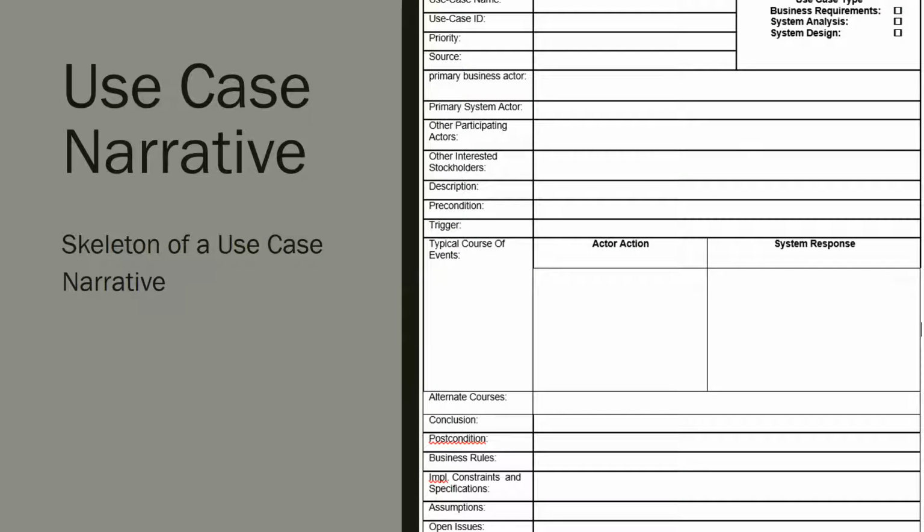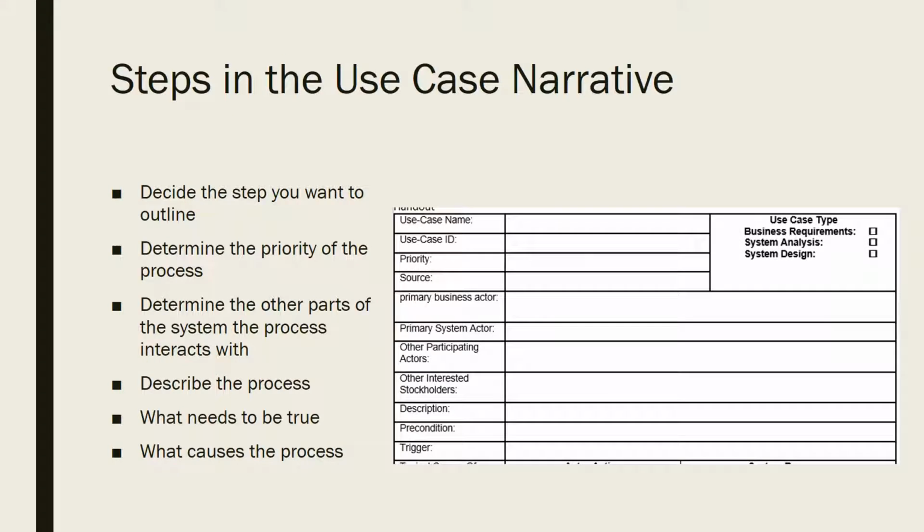Moving on to use case narrative. This is what a use case narrative looks like plain. It's the skeleton of it. And the first steps in using a use case narrative, you decide the steps you want to outline. So you pick what part of the system, what process you want to discuss. You determine the priority of the process to figure out if it's a high, low, if it's an important part of the system, or if it's more like a background feature.